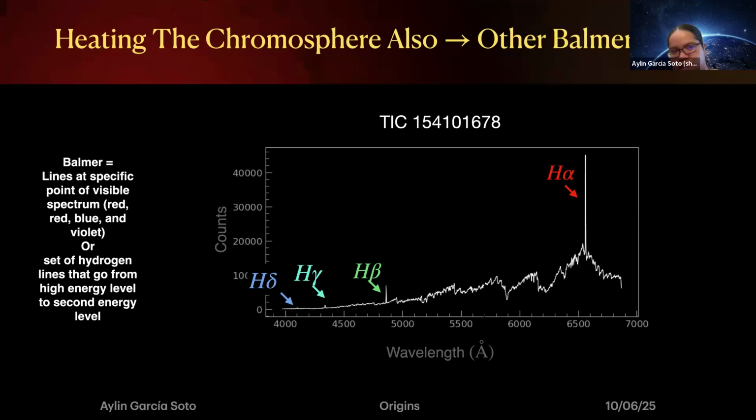This is an M dwarf spectra. And for this spectra, I also was able to look at H beta, gamma, and delta, which are other lines in the chromosphere at different levels. And they're also in emission. I'm looking at these because I only have access to this range of the spectra, but also they're very interesting and they can tell you a lot about variability.